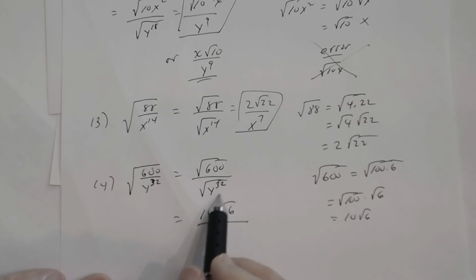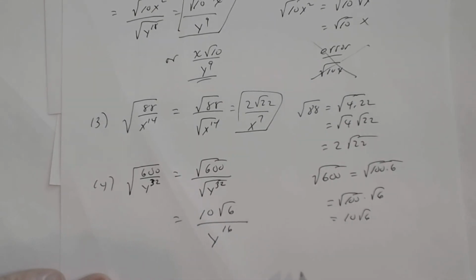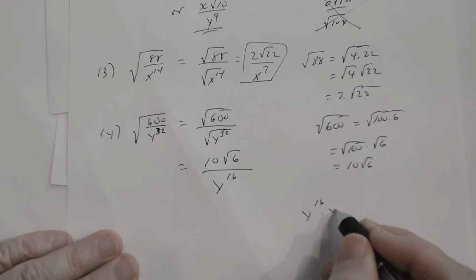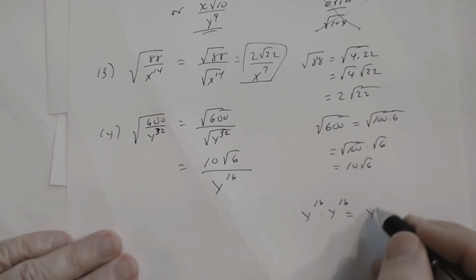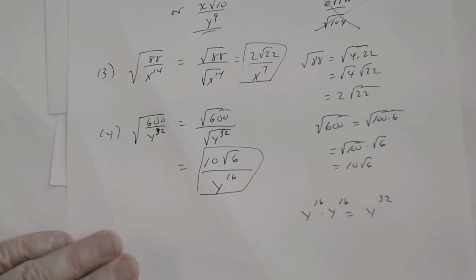The denominator, that's the easy kind because 32 is even. So what's 32 divided by 2? 16. So that's y to the 16th. It makes sense because y to the 16th times y to the 16th, when you multiply like bases, add exponents, that's y to the 32nd, which was the radicand. And so there's your answer.